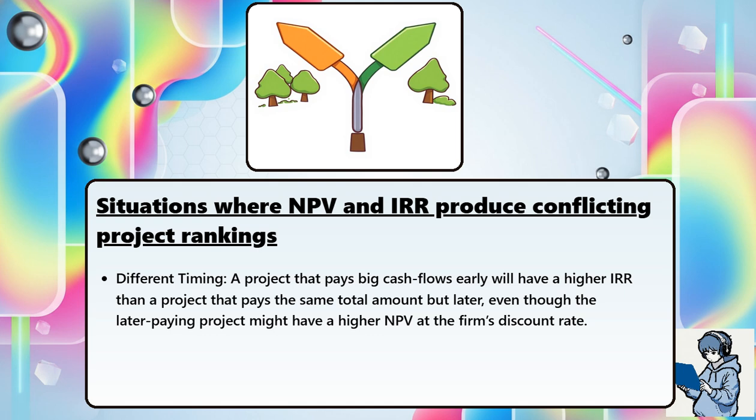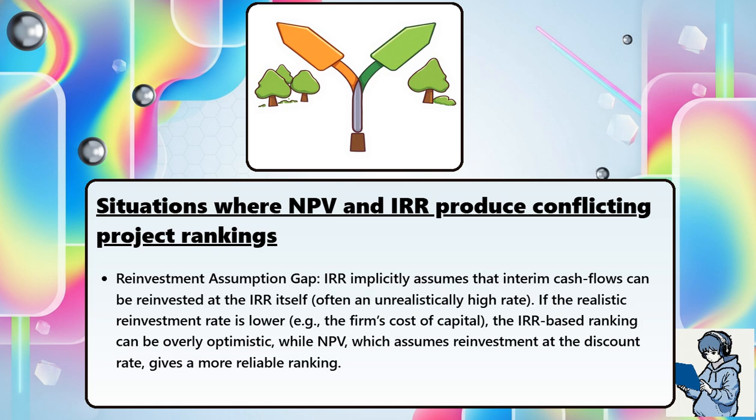Different timing: a project that pays big cash flows early will have a higher IRR than a project that pays the same total amount but later, even though the later paying project might have a higher NPV at the firm's discount rate. Reinvestment assumption gap: IRR implicitly assumes that interim cash flows can be reinvested at the IRR itself, often an unrealistically high rate. If the realistic reinvestment rate is lower, for example the firm's cost of capital, the IRR-based ranking can be overly optimistic, while NPV, which assumes reinvestment at the discount rate, gives a more reliable ranking.